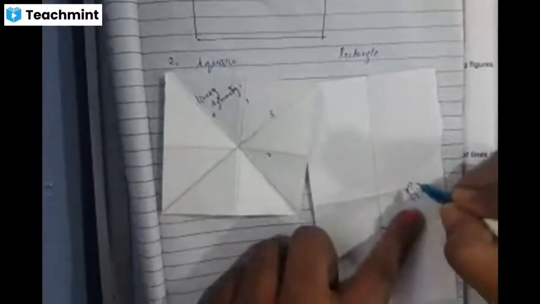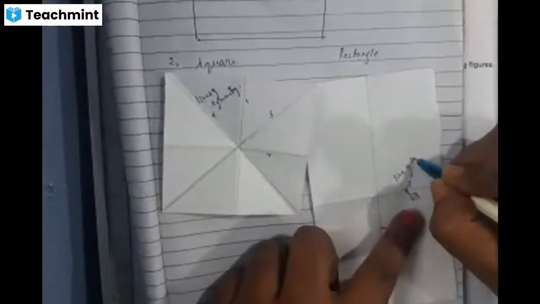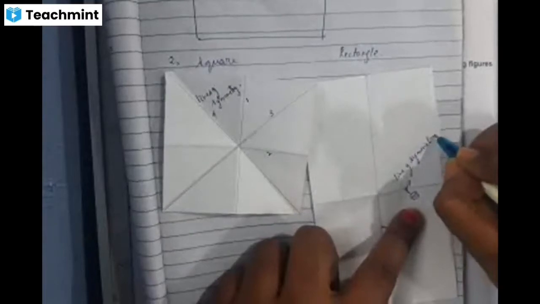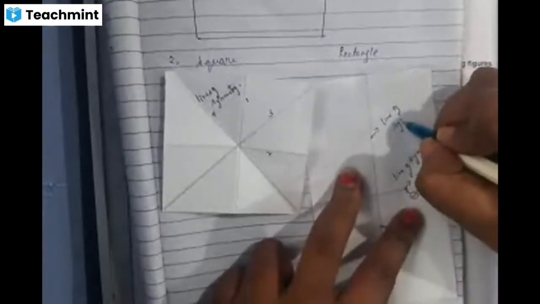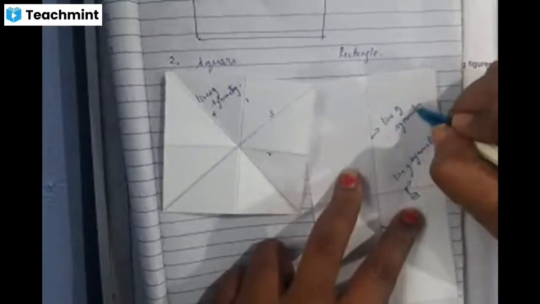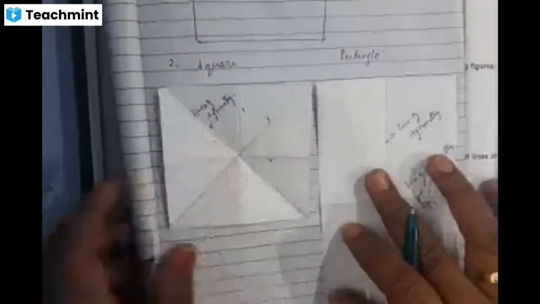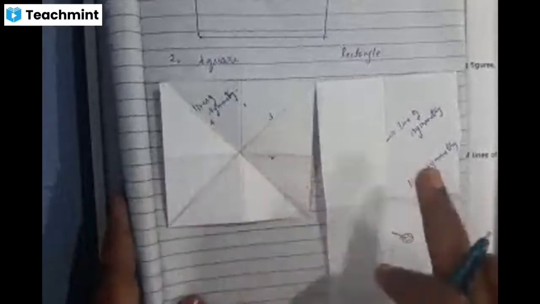Is it visible, children? Here you have to write. This is the line of symmetry. And this is also a line of symmetry. So in this way, we have made 2 paper cut designs.